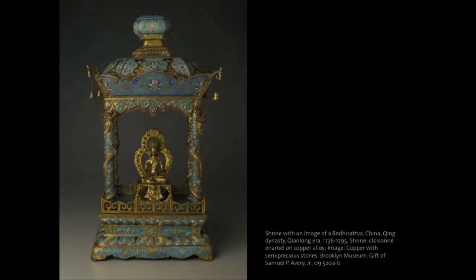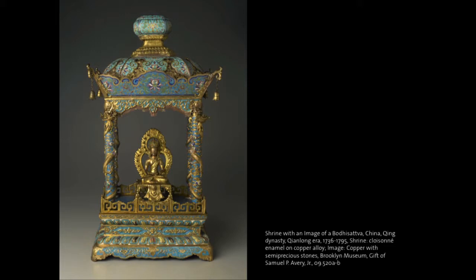The last image I want to talk about is this cloisonné shrine that's up in the galleries. And it's going to confuse the story of how the Buddha became Chinese even more, if that's possible. This shrine was made in the Qing dynasty, during the time of the Qianlong Emperor, 1736 to 1795. And it's the gift of a man named Samuel Avery, who gave this to the museum in 1909.